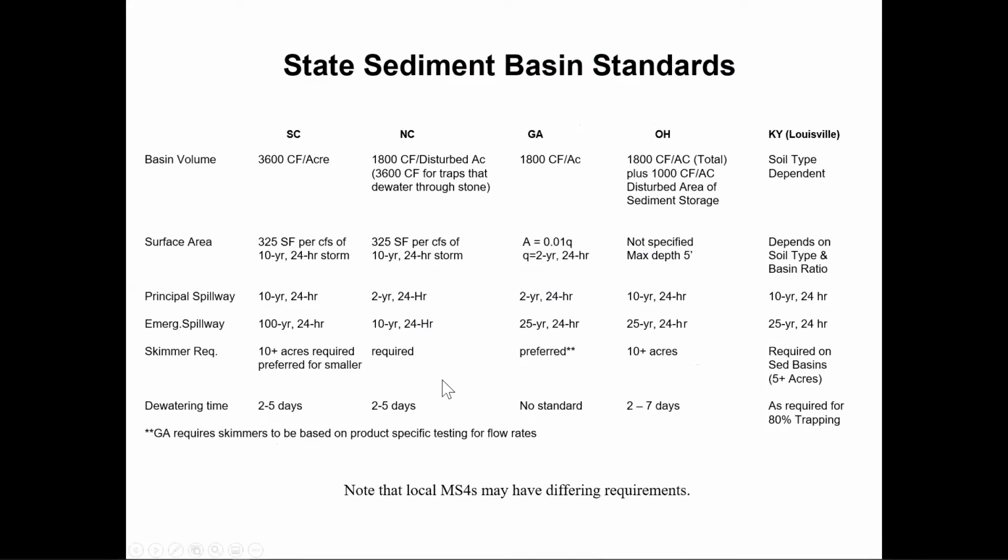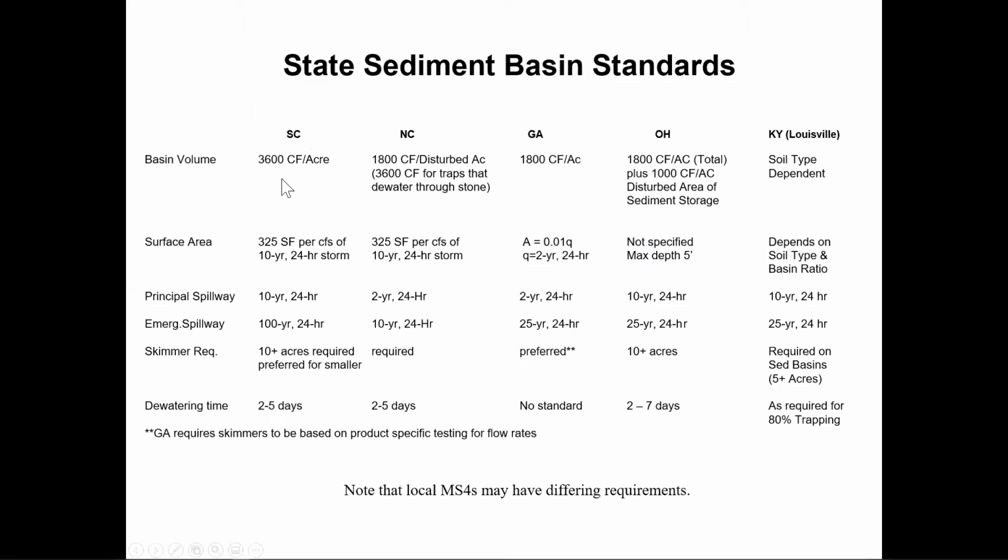So just to give you an idea of some of the different standards out there, we've compiled a list of different states that we are familiar with. We're based in South Carolina, so we've included it. North Carolina and Georgia are neighbors, so we've included those two as we have a lot of familiarity with those two states. Ohio has been a popular state for our product, and then Kentucky is a state that is just coming on board to start requiring skimmers.